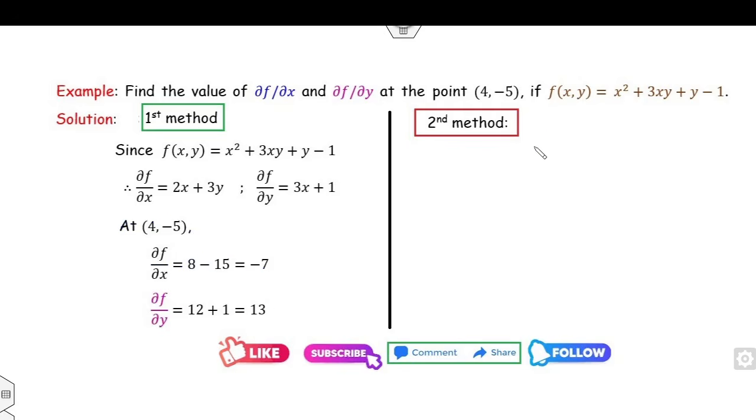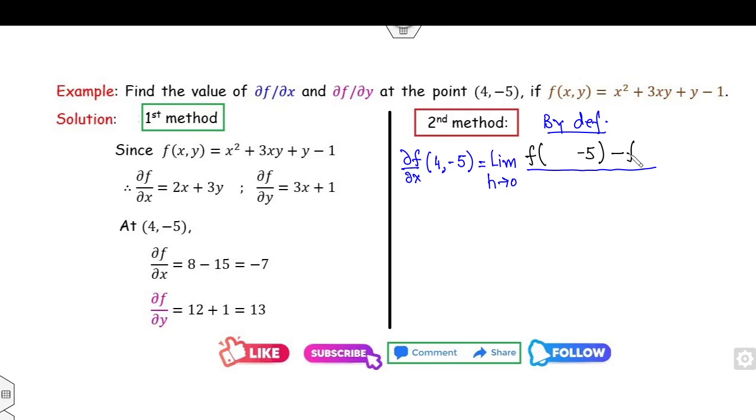Now the second method we use is with the help of the definition. What is the definition of the partial derivative with respect to x at the point (4, -5)? In this case, make sure your target is to fix the value of y. I can fix the value of y as minus 5. Now your target is to vary the value of x. It is 4 plus h, and 4, so that the difference is h.